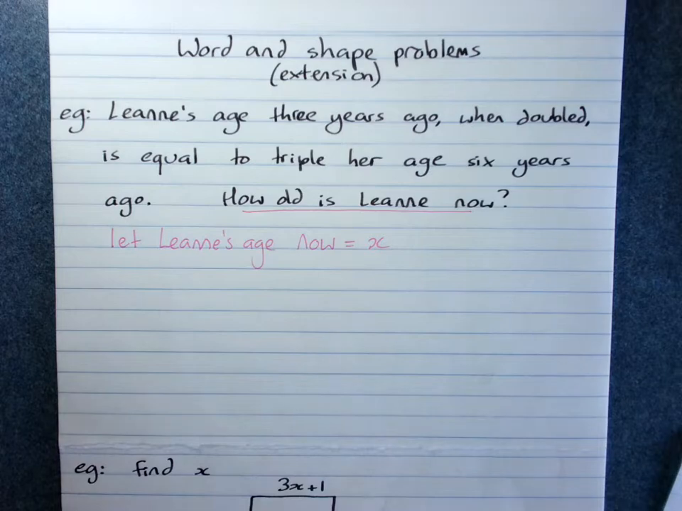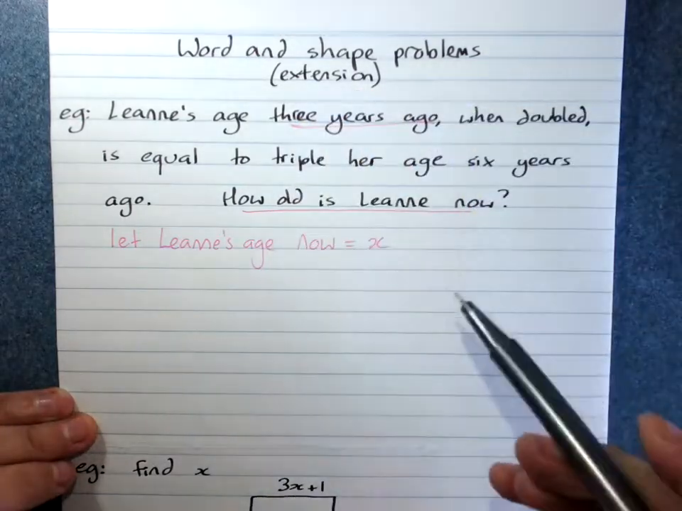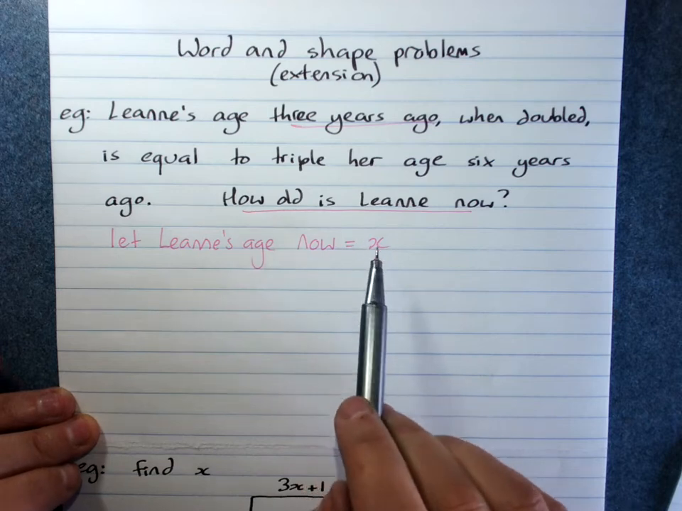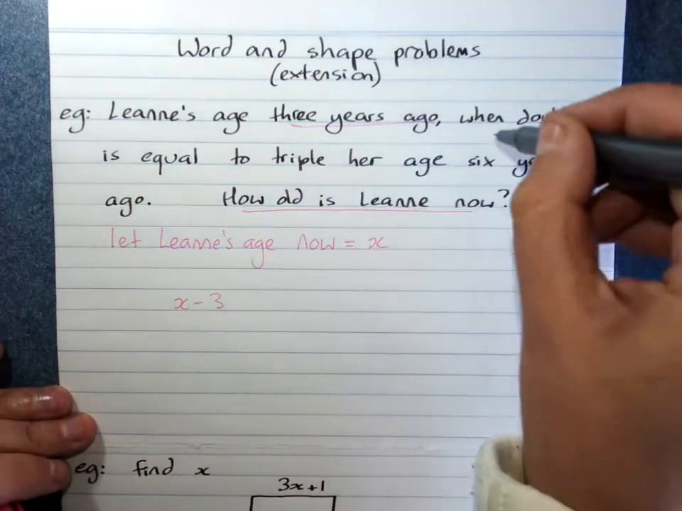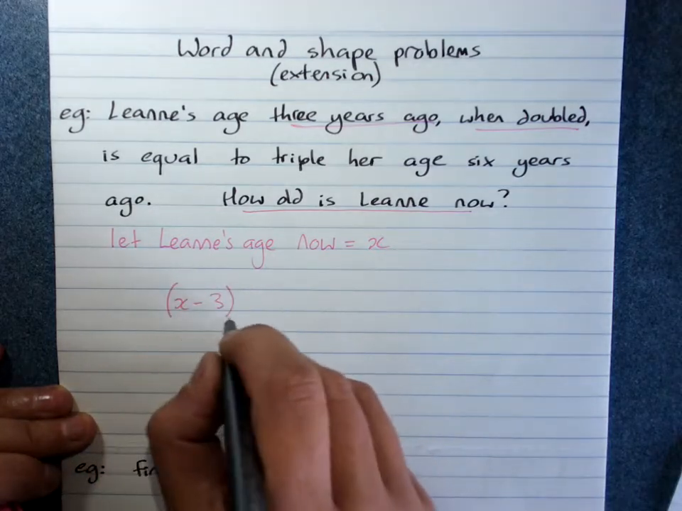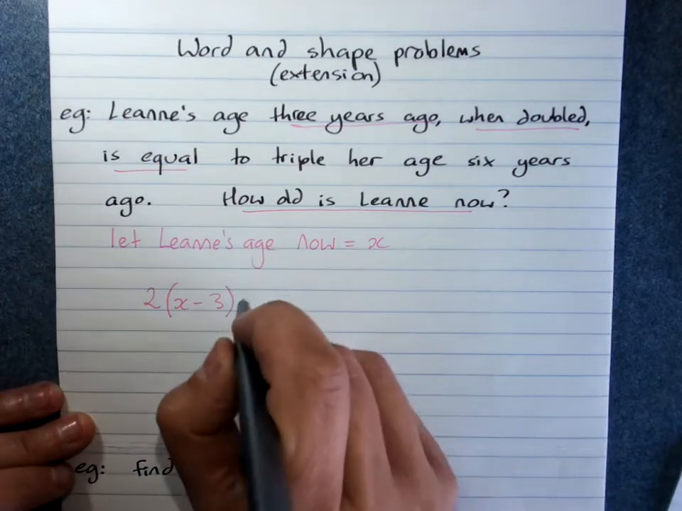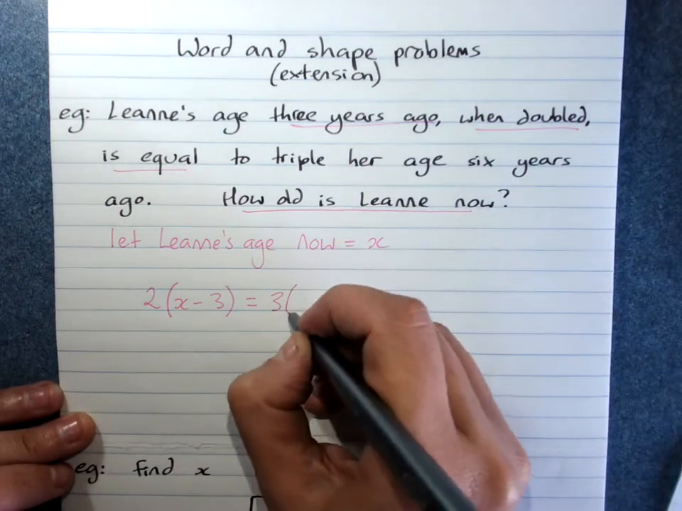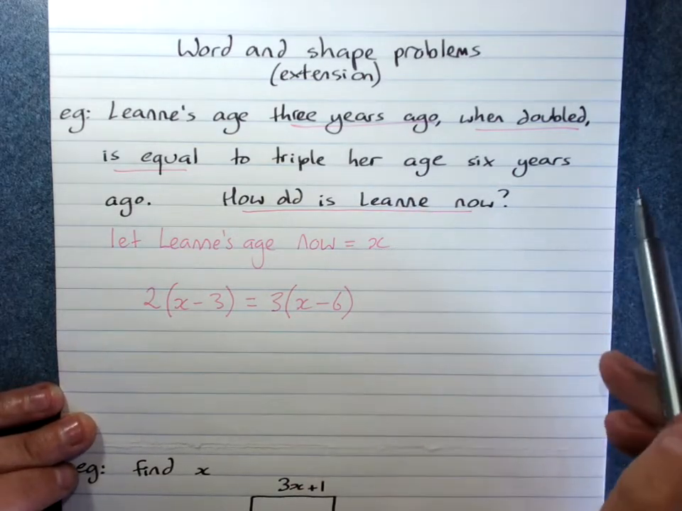Sorry, I don't have a good colour of pen. I'll switch. Now, her age 3 years ago, we've got to start building an equation here. 3 years ago, her age would be X minus 3. So her age of X minus 3, and that has to get doubled. So when we double her age 3 years ago, I've got to double the whole lot, which means brackets and times by 2. That is equal to triple her age, so times 3, 6 years ago. So 6 years ago would be X minus 6. If it was 6 years in the future, it would be X plus 6.